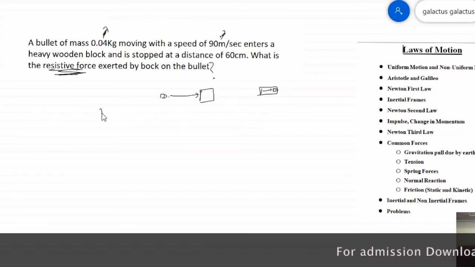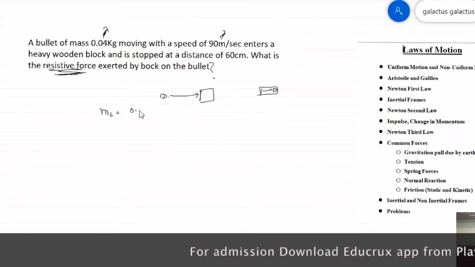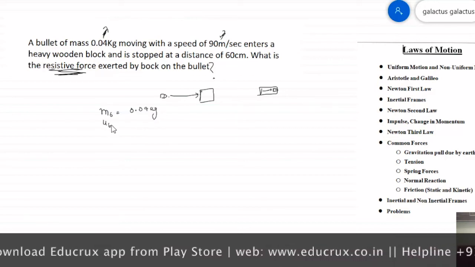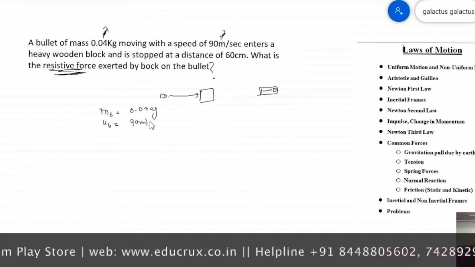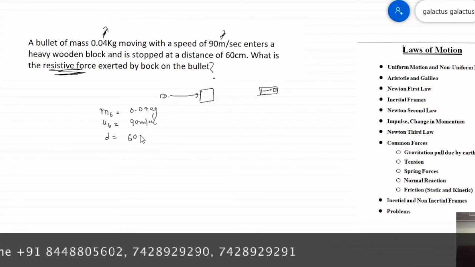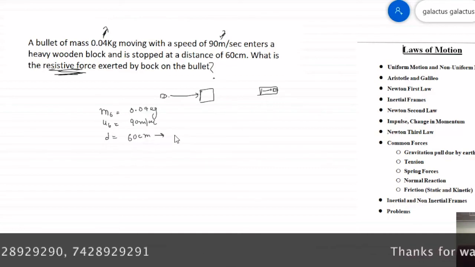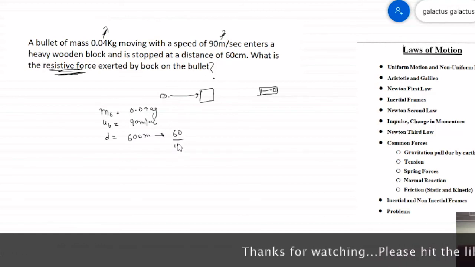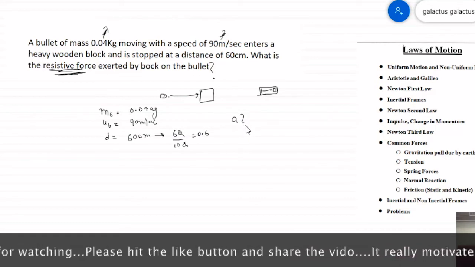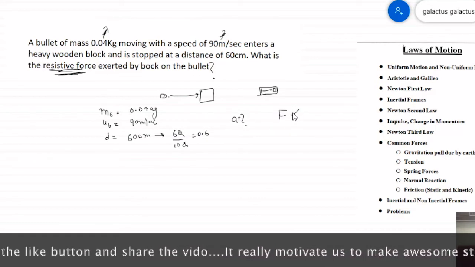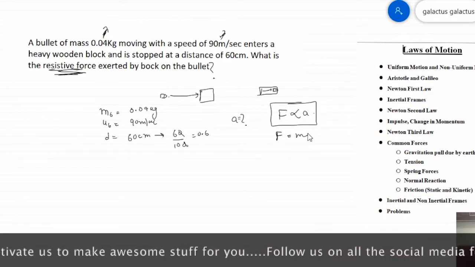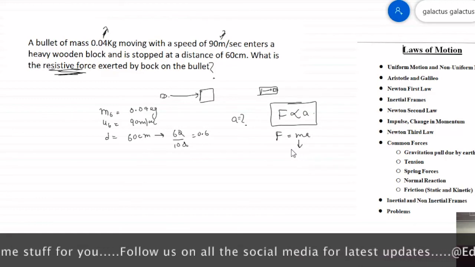So we are given the mass of the bullet is 0.04 kg, the initial speed of the bullet is 90 meter per second, and the distance traveled by the bullet is 60 centimeters. When we change it to meters, it will be 60 upon 100, so it will be 0.6 meter. And we have to calculate acceleration because force is directly proportional to acceleration by the relationship F is equal to ma, where m will be the mass of the bullet.